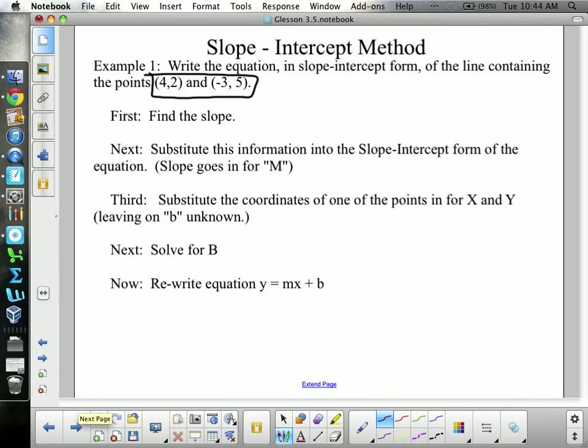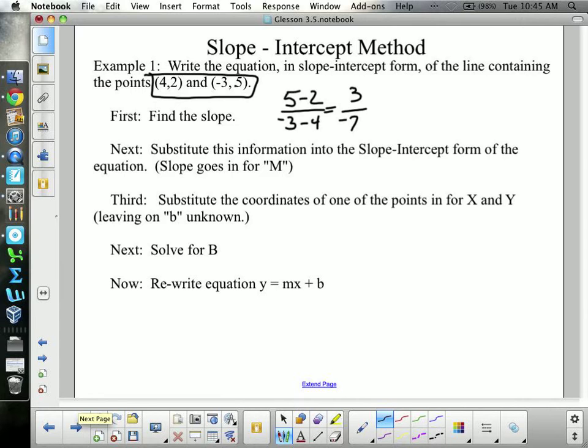So the first thing we want to do is figure out what's the slope. Because when we're given 2 points, we can find slope, right? So we take y2 minus y1, 5 minus 2, and x2 minus x1, -3 minus 4. 5 minus 2 is 3, -3 minus 4 is -7. So the slope of that line is -3/7.